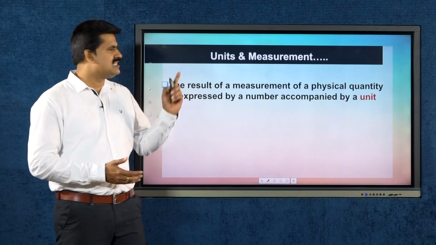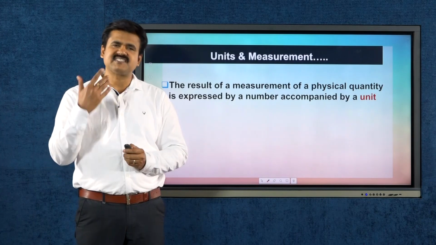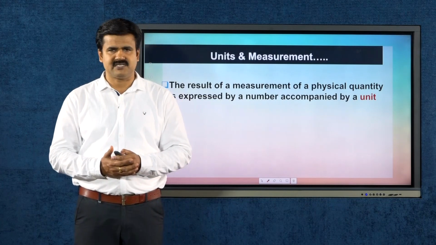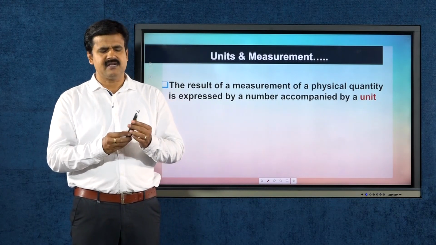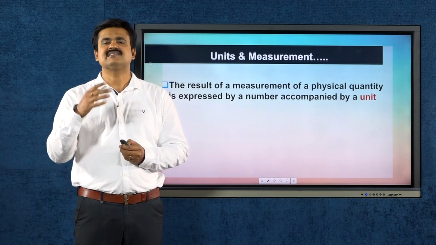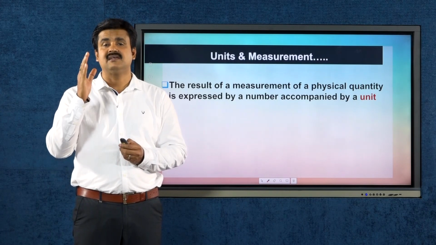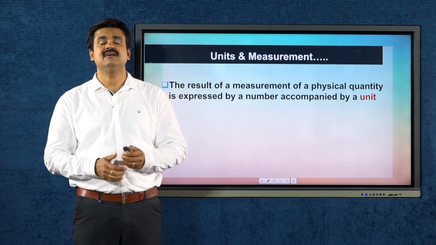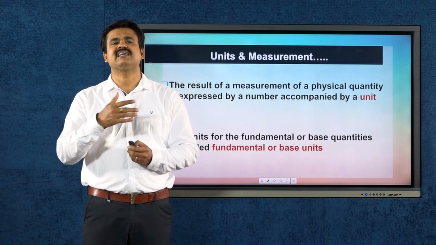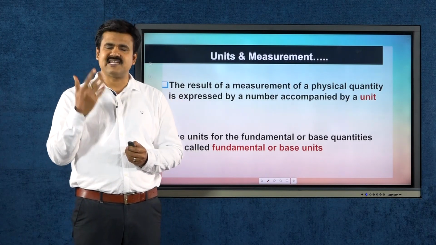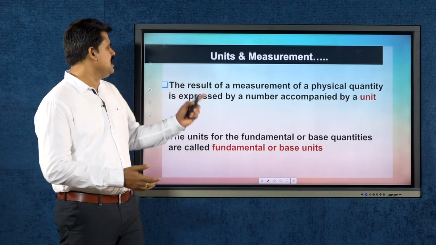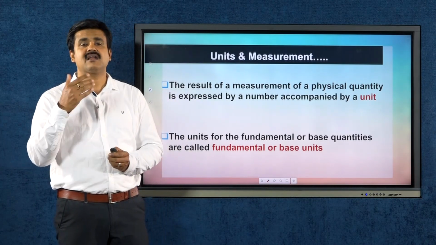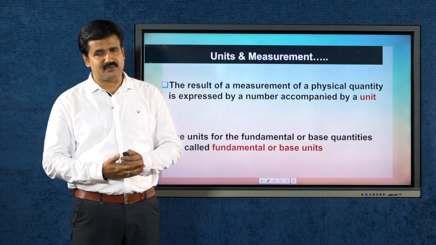Now, the result of a measurement of a physical quantity is expressed by a number accompanied by a unit. For example, I am measuring the length of a pen. Suppose it be 15 centimeter. So, 15 is the number, centimeter is the unit. In a similar way, there is a unit as well as a number for every measurement. The units for fundamental or base quantities are called fundamental or base units.